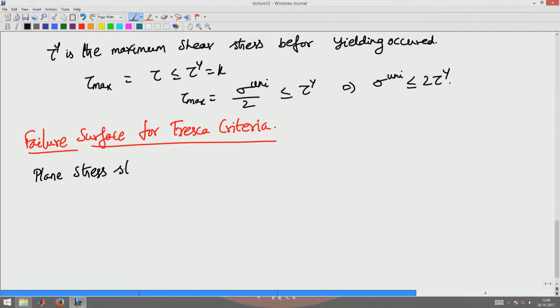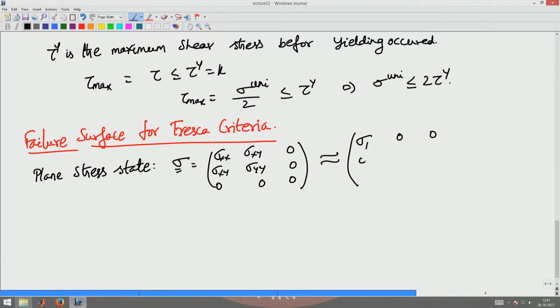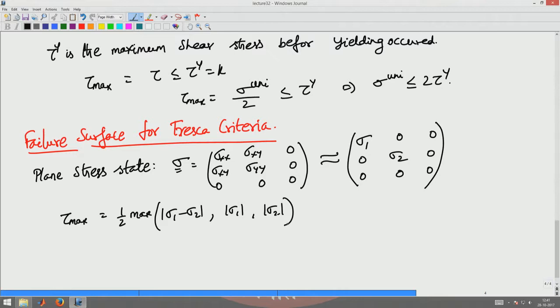So sigma is given by sigma xx, sigma xy, 0, sigma xy, sigma yy, 0, 0, 0, 0. This I can equivalently represent as sigma 1, 0, 0, 0, sigma 2, 0, 0, 0, 0. For this, tau max is given by 1 half the maximum value of the absolute value of sigma 1 minus sigma 2, the absolute value of sigma 1, and the absolute value of sigma 2. Now, what will this be?